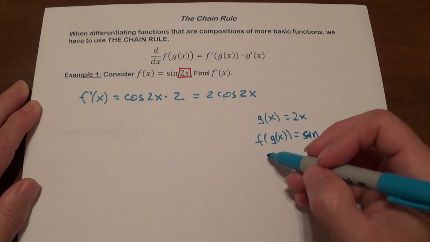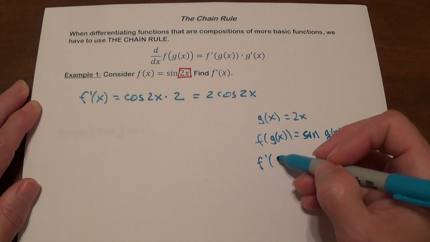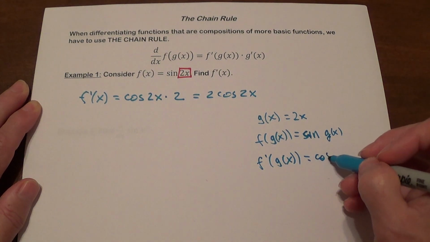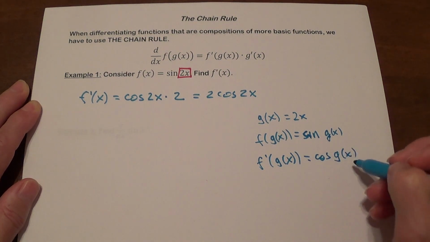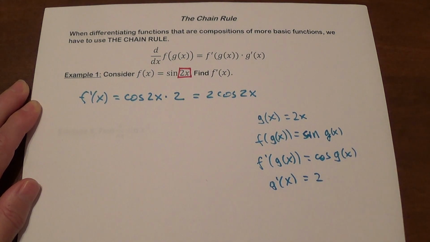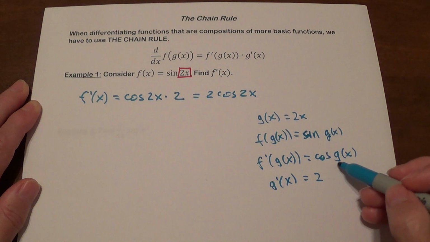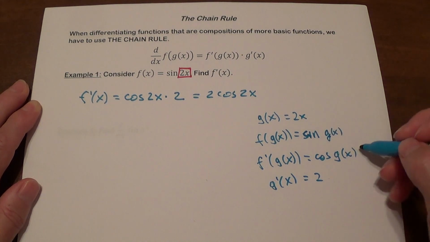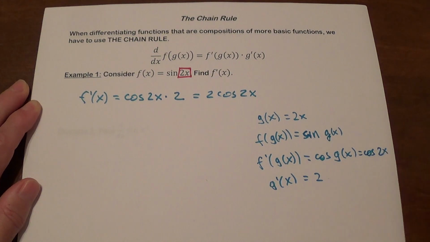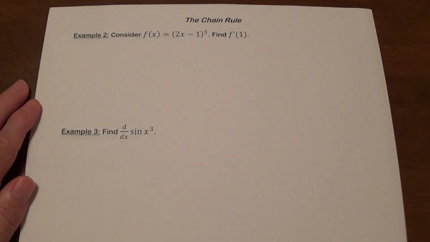So when you try to take the derivative, then f prime of g of x is cosine of g of x, and g prime of x is 2. And of course g of x is 2x, and we are getting the same answer. Let's take a look at another example.